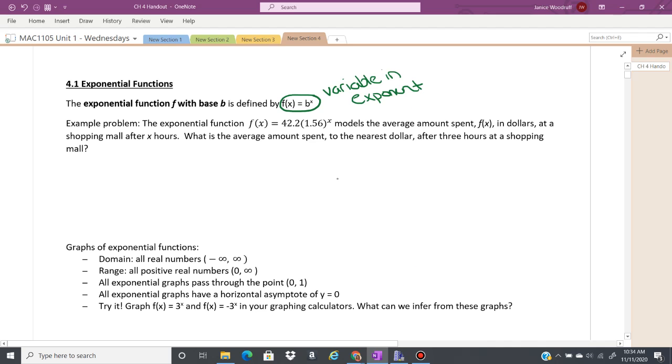So just a quick example problem here. The exponential function f of x equals 42.2 times 1.56 to the x models the average amount of money spent, f of x in dollars, at a shopping mall after x hours. What is the average amount spent to the nearest dollar after 3 hours at a shopping mall? Okay, so we have our equation here.